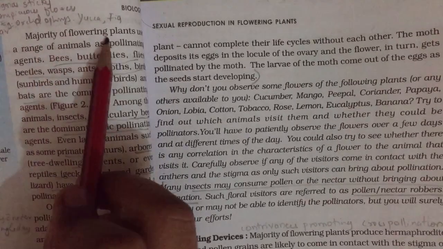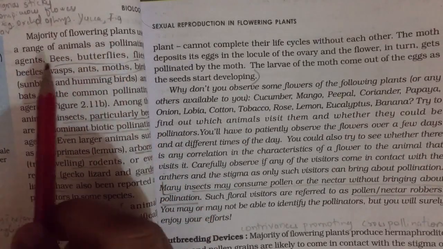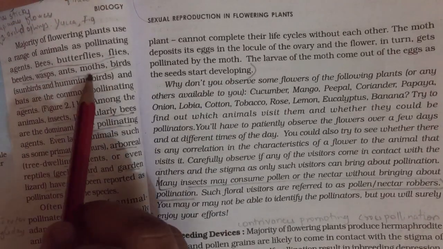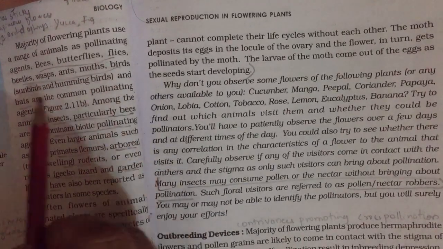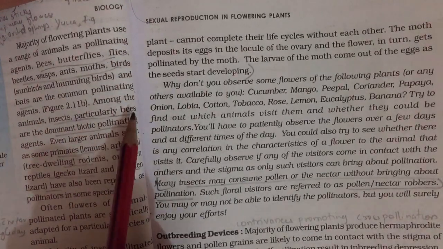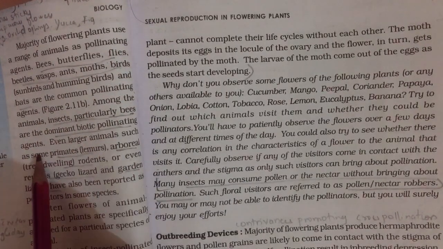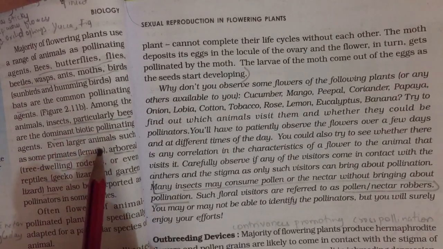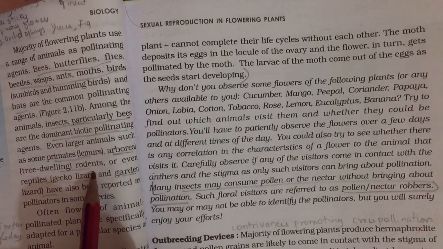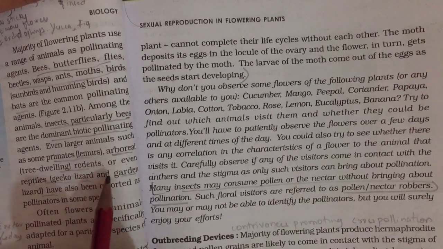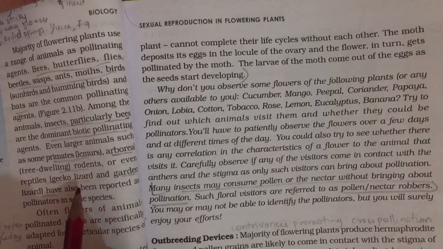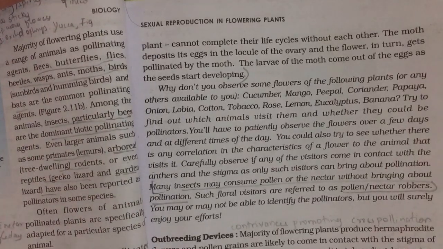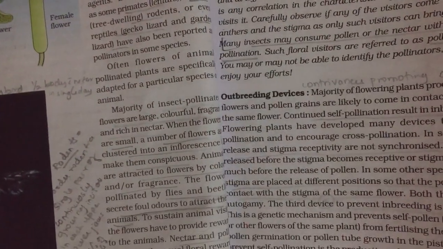Fine. A majority of flowering plants use a range of animals as pollinating agents: bees, butterflies, flies, beetles, wasps, ants, moths, birds, etc. So many examples are given. Insects, particularly bees, are the dominant biotic pollinating agents. Even larger animals bring about this: primates, arboreal rodents, reptiles like gecko lizard and garden lizard, etc. These are also involved in pollination. So this information you can read later. Then I shall discuss this.